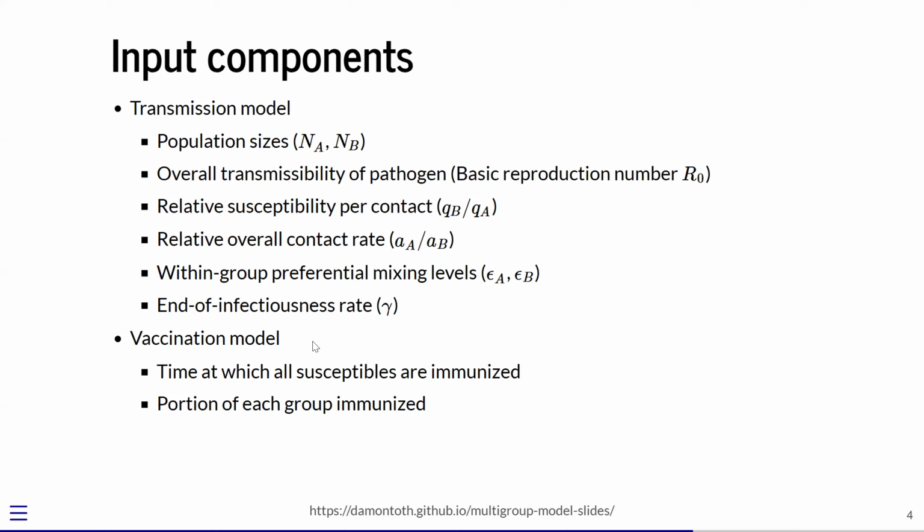And then for the vaccination portion, we have the time at which all susceptibles are immunized after time 0, which is when the organism is introduced to a naive population. And then the portion of each group that gets immunized, which acts as our decision variable for vaccination outreach.